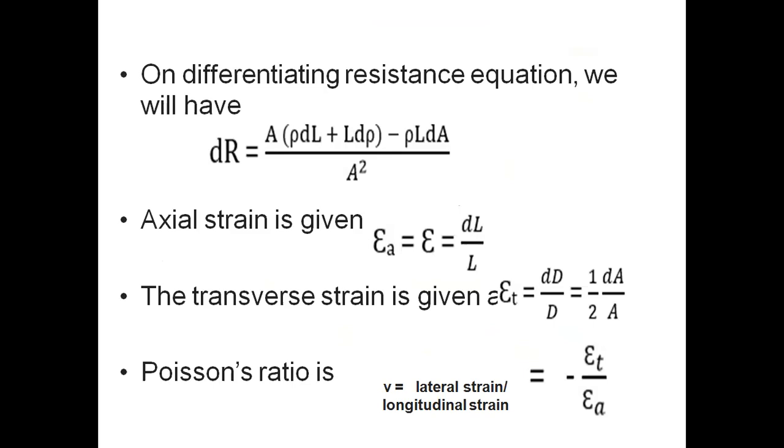So dR by dS is differentiated using the quotient rule, d(u/v) equals (v du minus u dv) divided by v squared. Differentiating according to that expression, we get dR equals (A times (rho dL plus L d rho) minus rho L dA) divided by A squared.